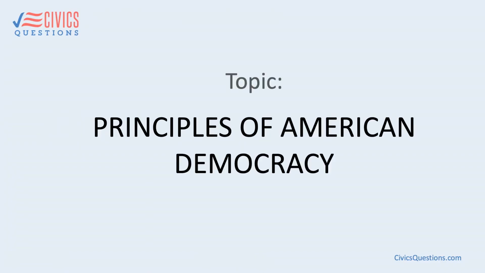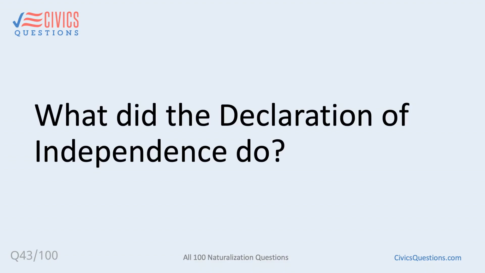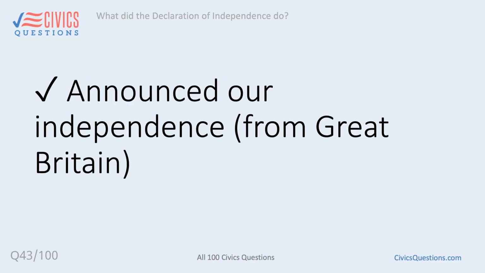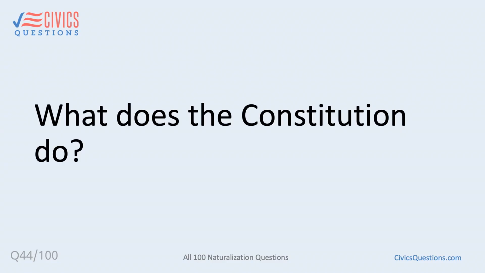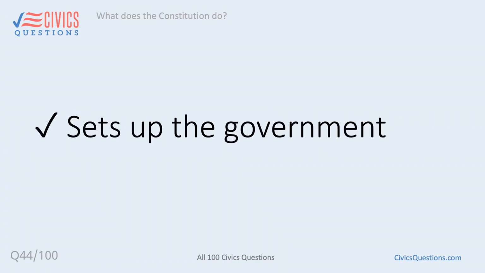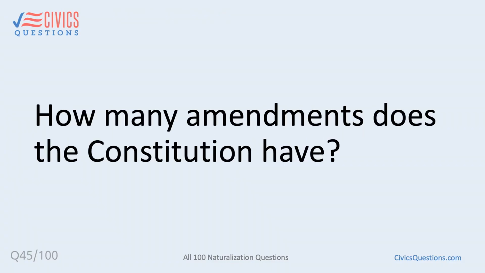Principles of American democracy. What did the Declaration of Independence do? Announced our independence from Great Britain. What does the Constitution do? Sets up the government. How many amendments does the Constitution have?